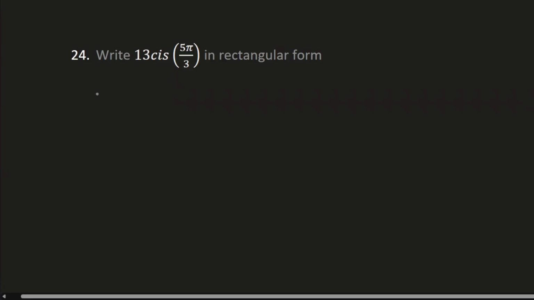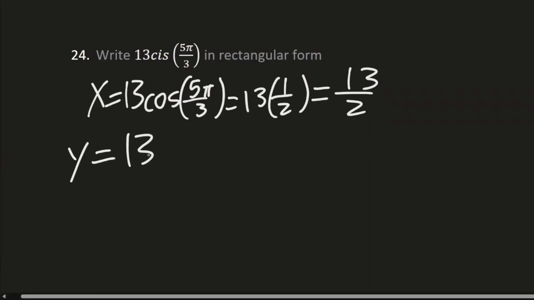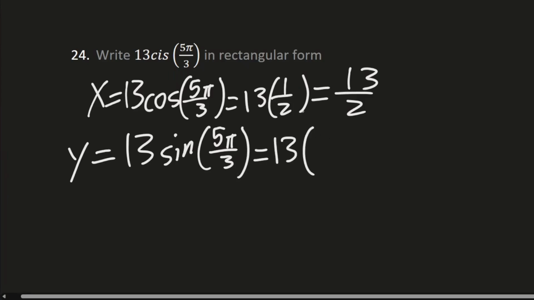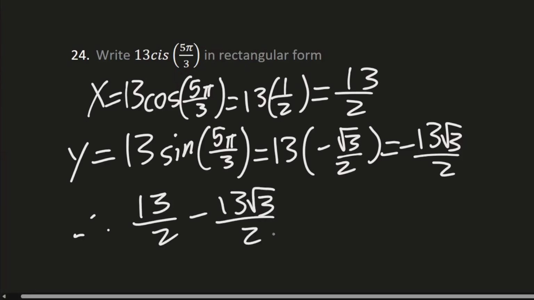For this question, our x is going to be equal to 13 times the cosine of 5 pi over 3, which is equal to 13 times 1 over 2, which is equal to 13 over 2. Our imaginary part y is going to be equal to 13 times the sine of 5 pi over 3, which is equal to 13 times negative square root of 3 over 2, which is equal to negative 13 square root of 3 over 2. Therefore, we can write this as 13 over 2 minus 13 square root of 3 all over 2 times i.